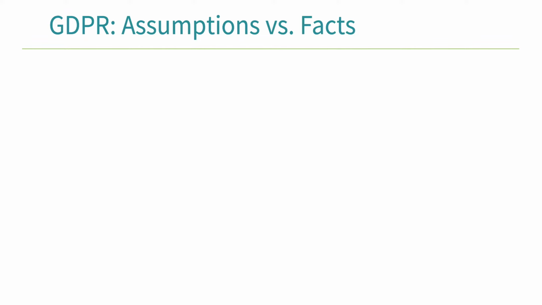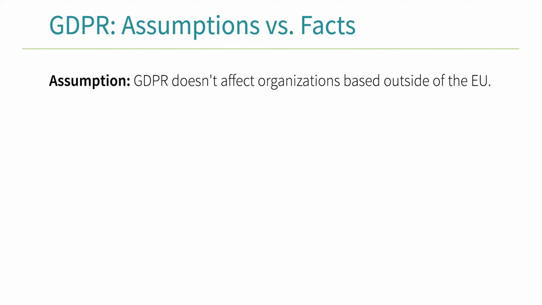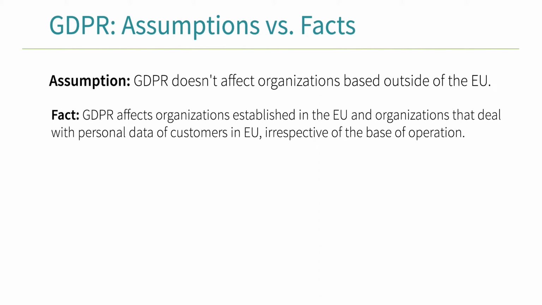Another common assumption is that GDPR doesn't affect organizations based outside of the EU, but that is not the case. GDPR is applicable to all organizations that are established in the EU or organizations that work with personal data of EU customers. In short, GDPR applies to any business that processes the data of EU residents irrespective of where the organization is located. So all GDPR-centric features will be made available in both the EU and the US servers. So organizations that use Zoho CRM don't have to worry about their sales software being non-compliant.